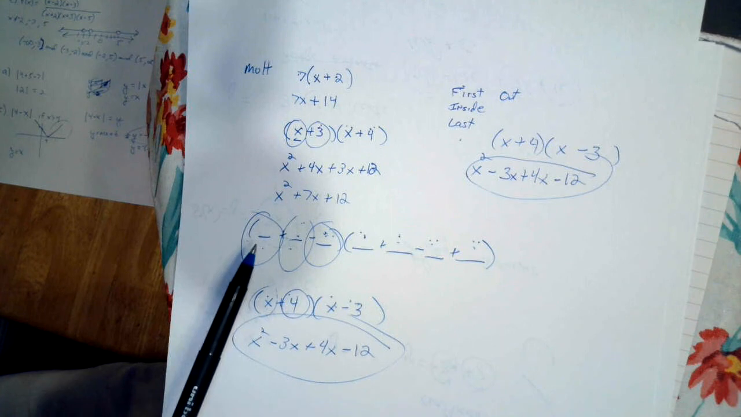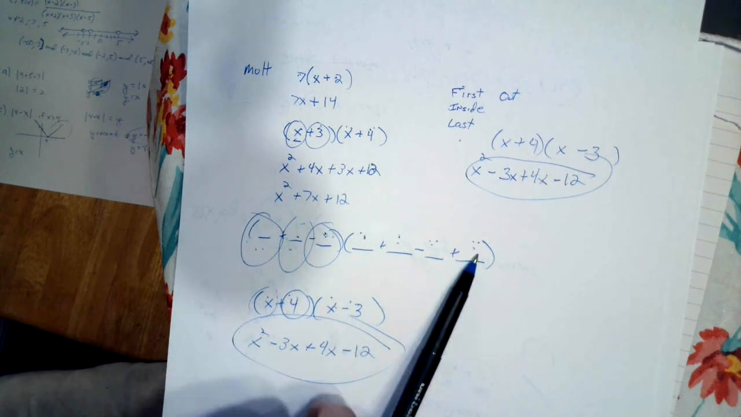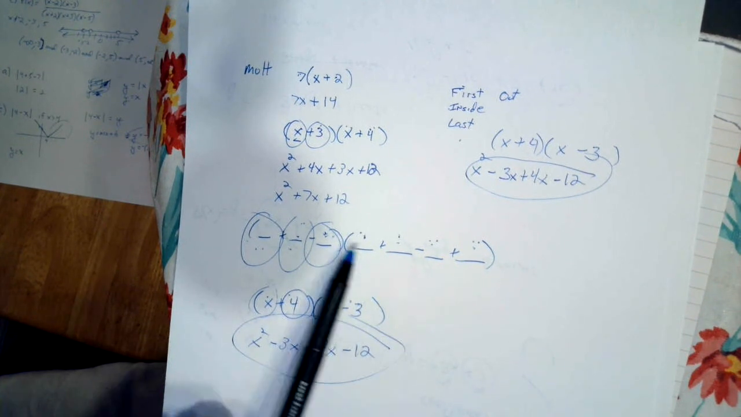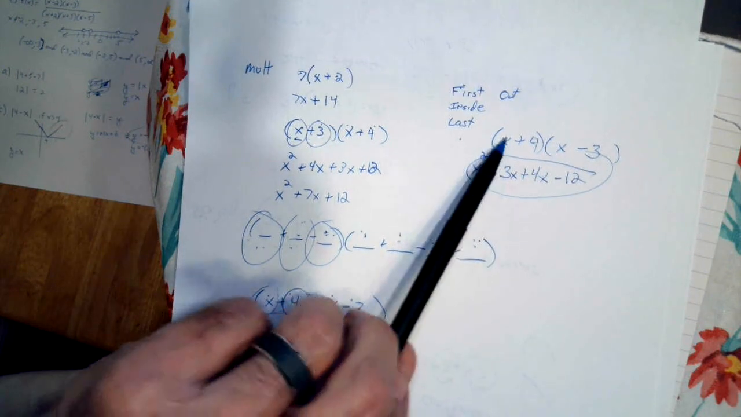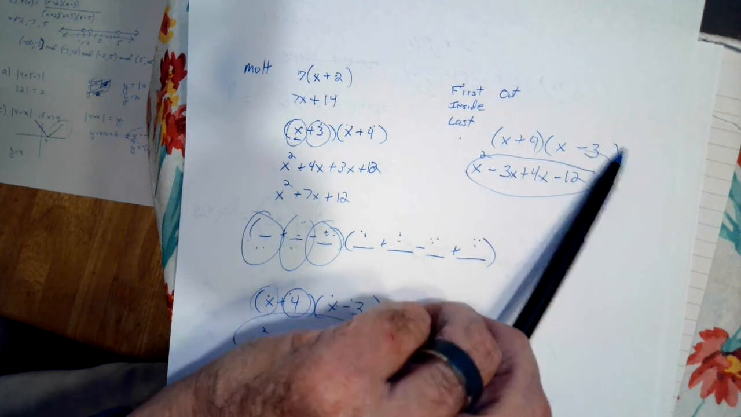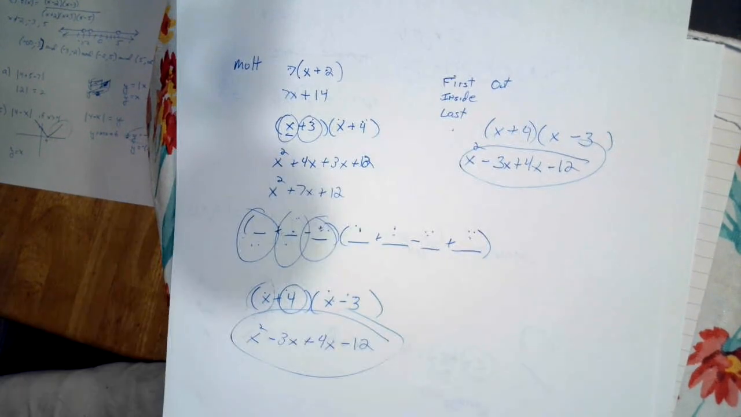If you just think distributive property, the first one times every piece, second one times every piece, third one times every piece, you can have them as big as you want. FOIL, inside, outside, last, only works if you have a 2 here and 2 here. If you had 3 here, you can't use FOIL because there's no inside and outside to deal with. So that's the FOIL method.